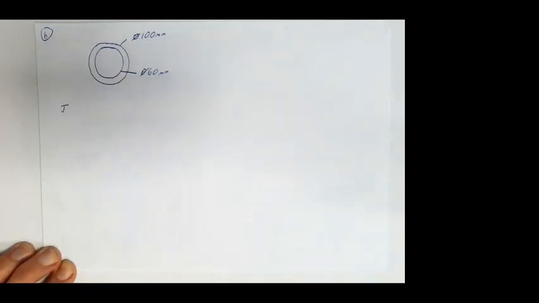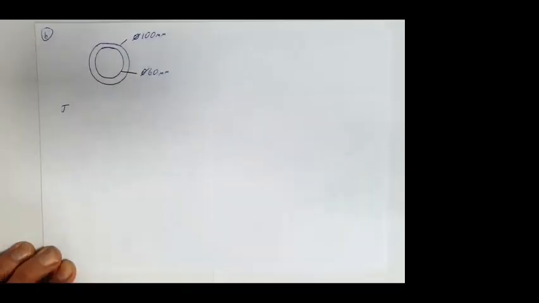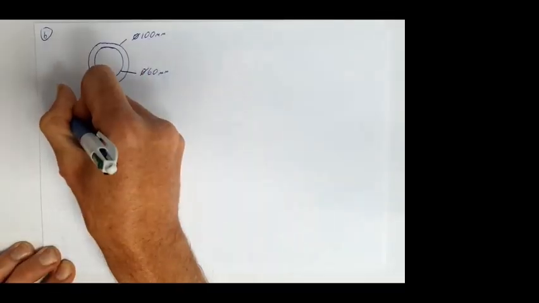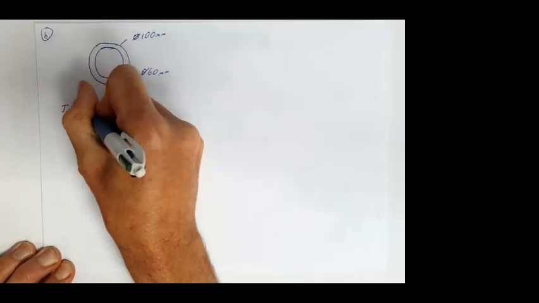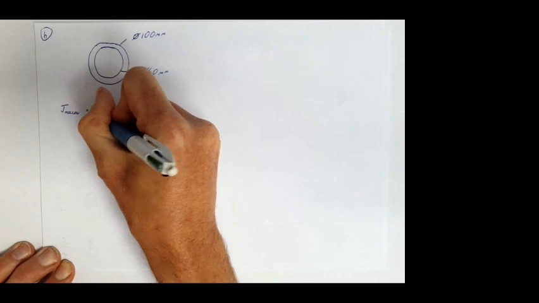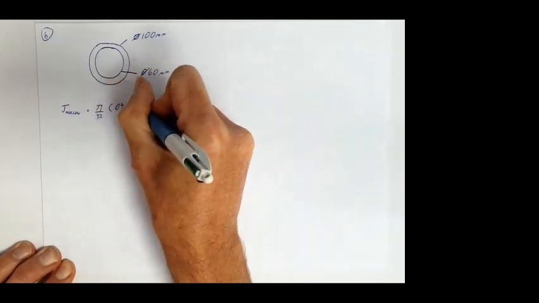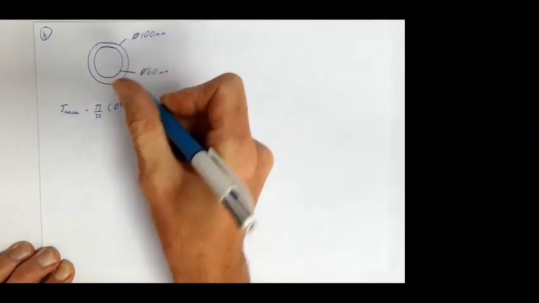It's actually slightly smaller. We've removed some material, so the shaft is going to twist more, but the bit that we've removed is the least efficient bit, the bit in the middle. So J for our hollow shaft equals pi over 32 times outside diameter raised to the power of 4 minus inside diameter raised to the power of 4.